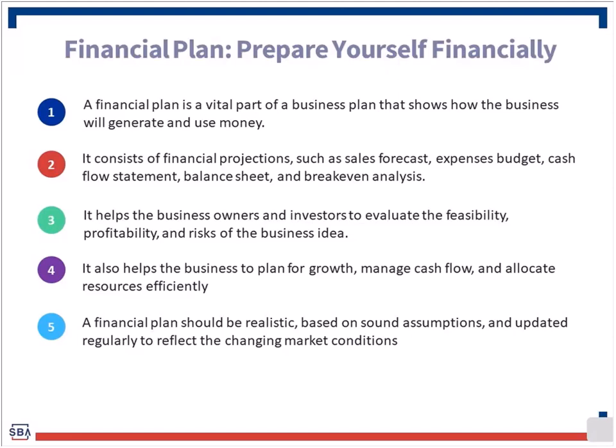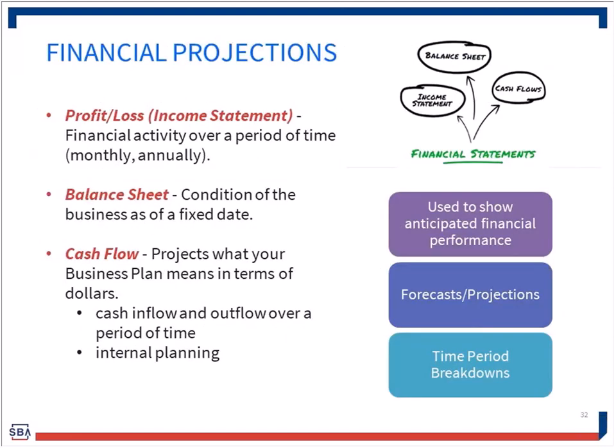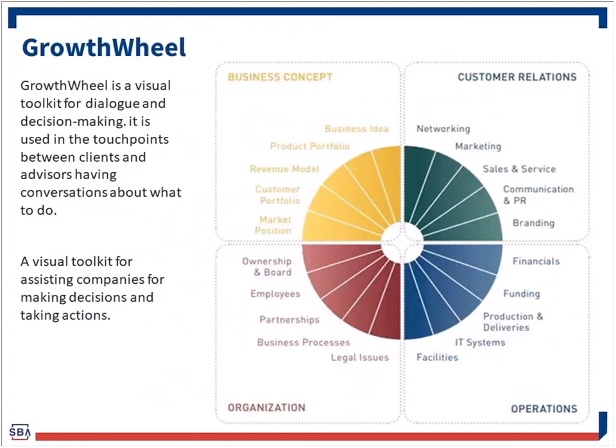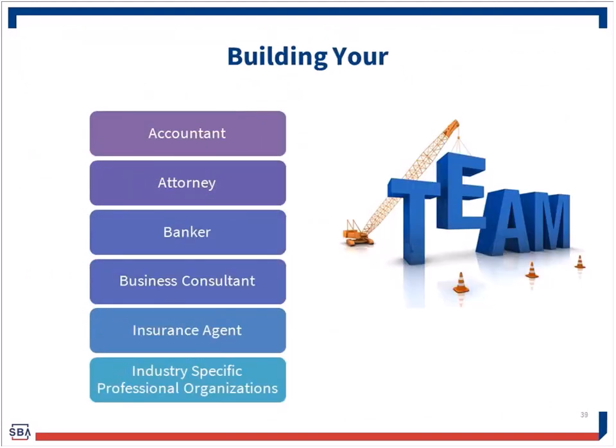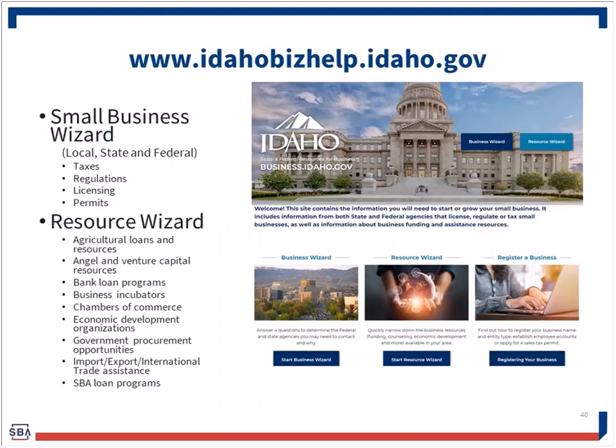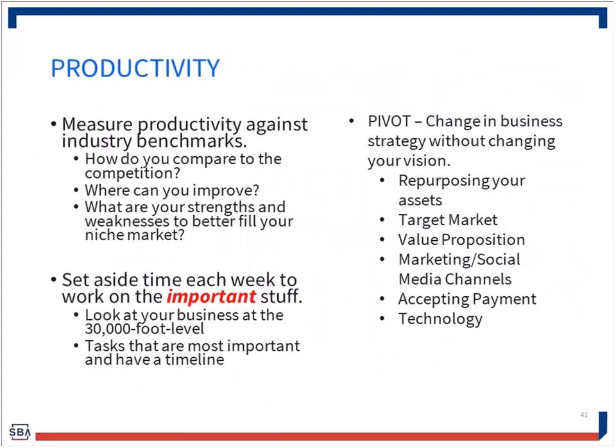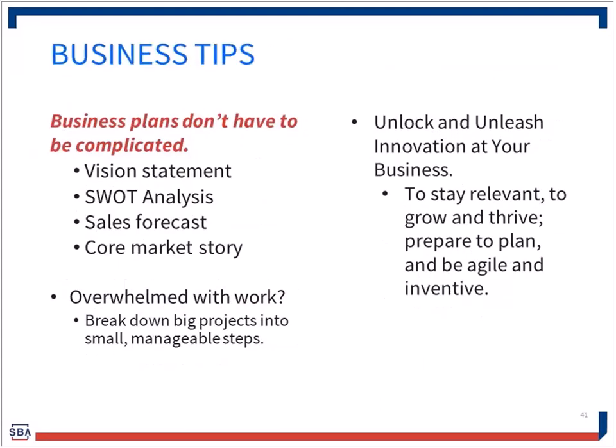So here's where I'm going to fly through the rest. I want to get here to the end. Lots of different methods of financing, business plan, model canvas. Here's a growth wheel to help you through your business planning. Business strategy, build your team, resources, a few points on productivity and pivoting.